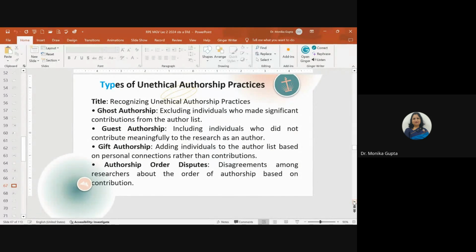And guest authorship, including individuals who did not contribute. So, ghost is excluding the person. Guest is including those who have not made any contribution. Gift, adding based on personal connections. And order disputes, disagreement about the authorship. I think these are clear to all. Types of unethical authorship practices. Very much in practice. Yes, ma'am. All are clear? Ghost and guest and gift.